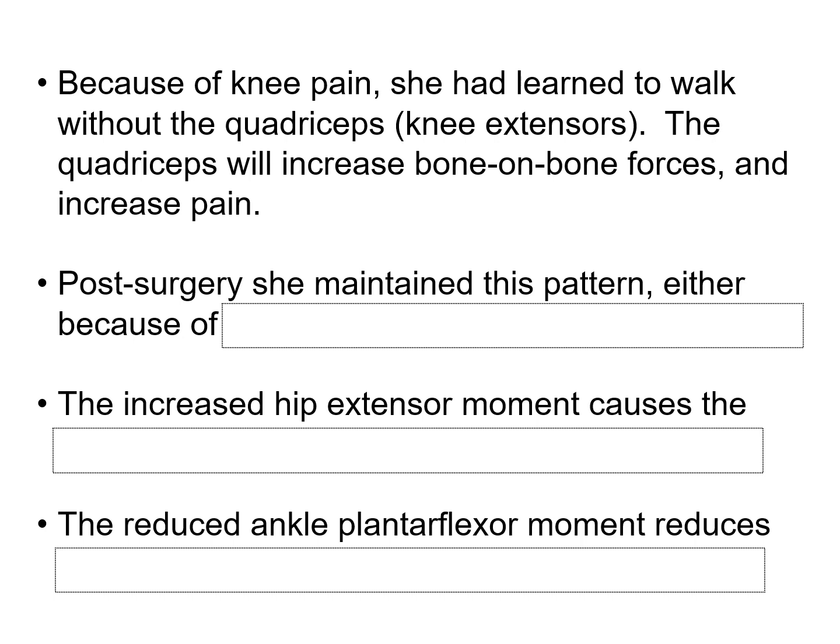Because of this knee pain, this person has learned to walk without their quadriceps, their knee extensors, because the quadriceps are increasing bone-on-bone forces. This could be due to osteoarthritis. It's worn away that cartilage, and so we're looking at bone-on-bone contact that causes pain. So we've gone in and we've probably done a total knee replacement.